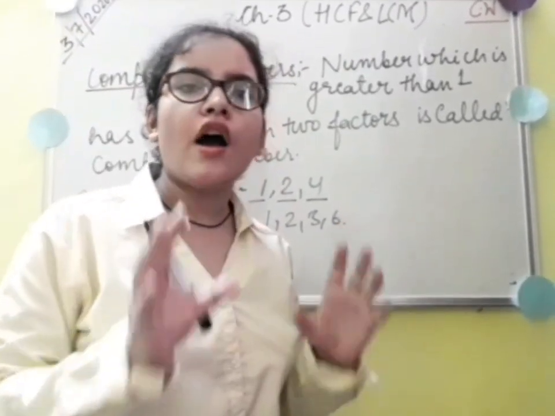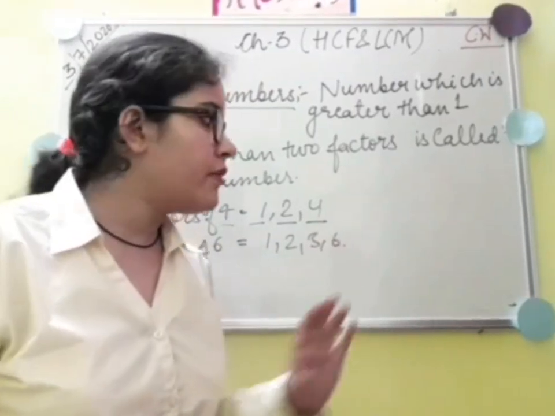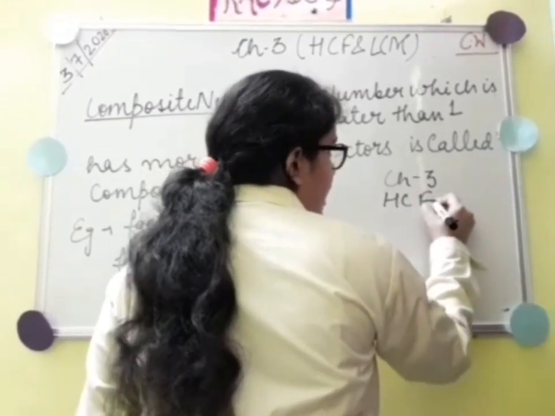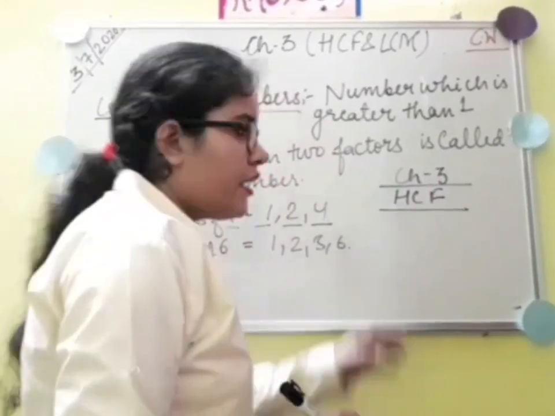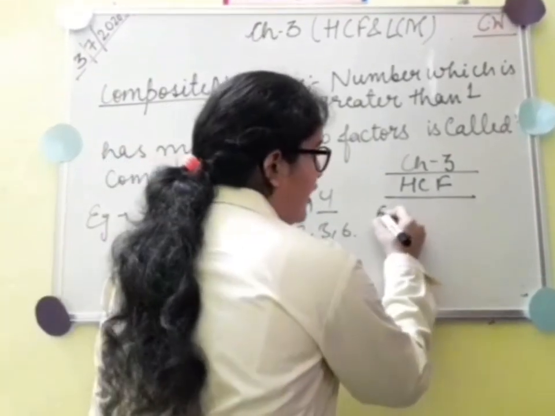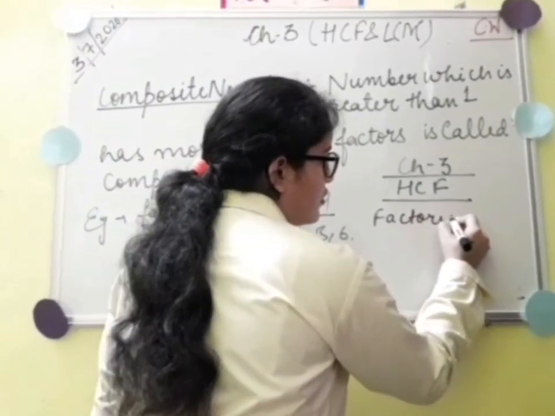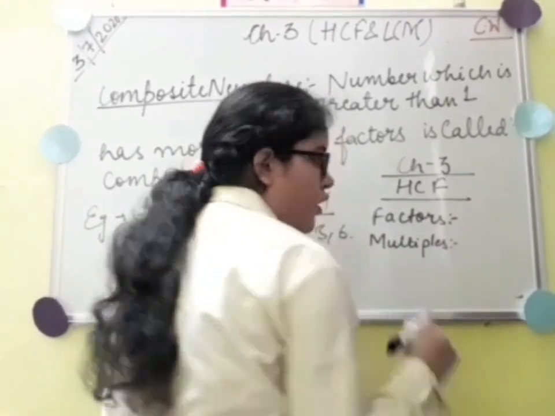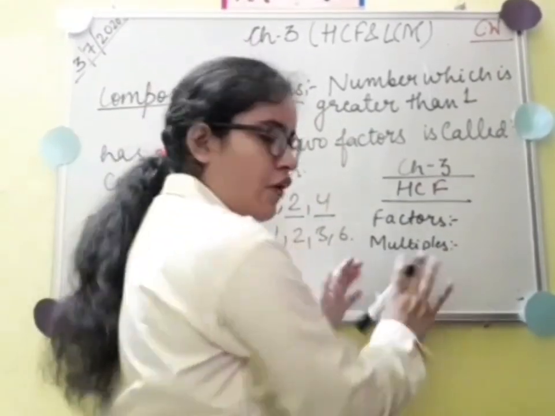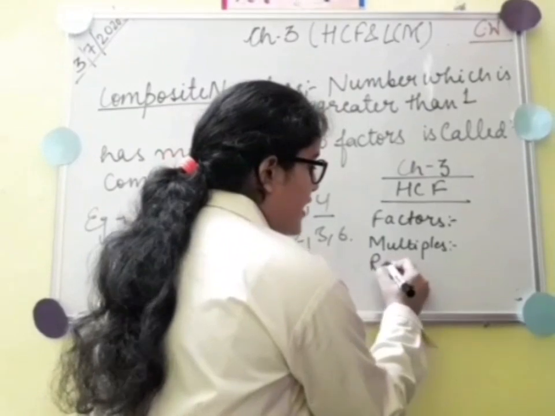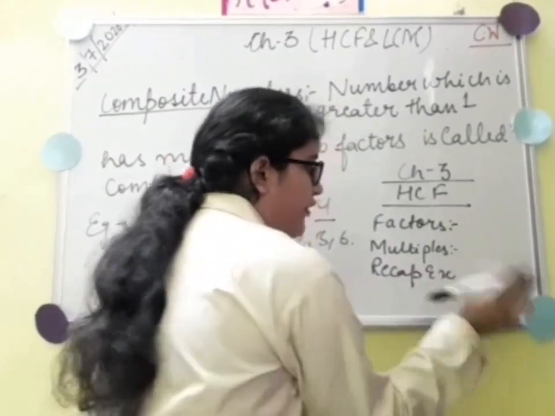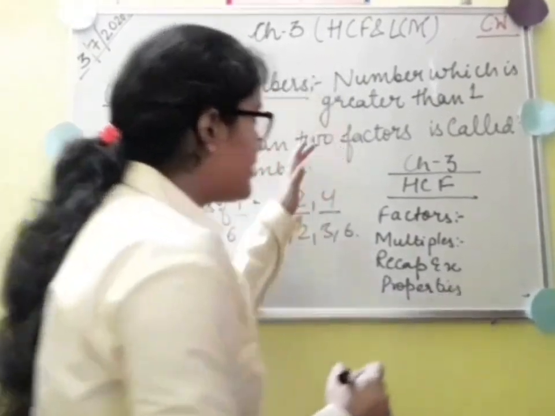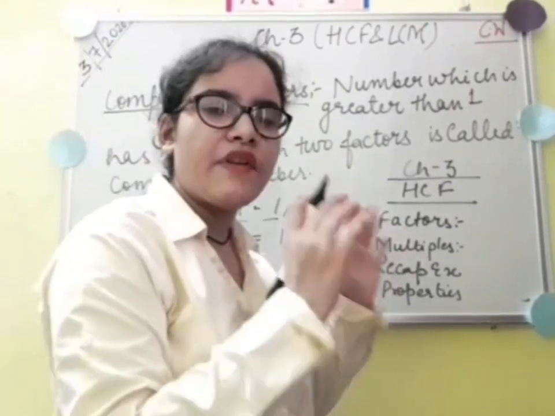I want to tell you that you have to do your work in the copy in a very proper manner. Like you are starting with the chapter, write chapter number 3 complete, HCF and LCM like this. After that, write the definition of factors from your book. Then after the definition of multiples, homework is given by me. You can write after this homework also. After that, write your recap exercise. After that, write the properties which you have done in the class today. Okay students, write your work in a very proper manner.